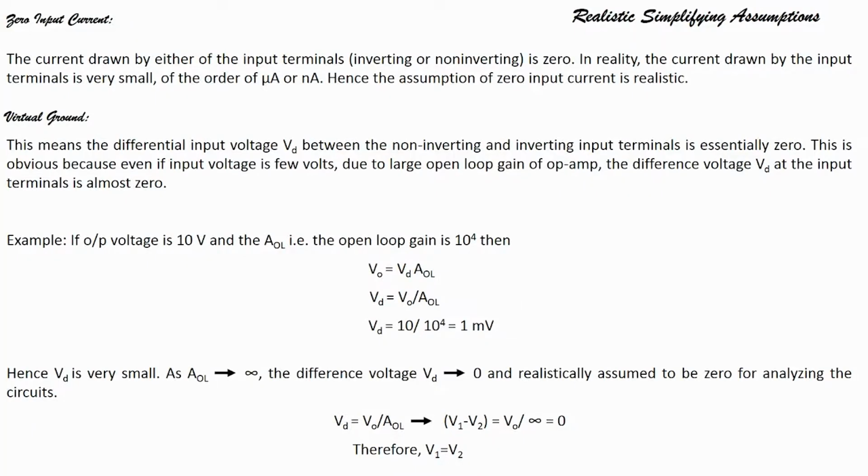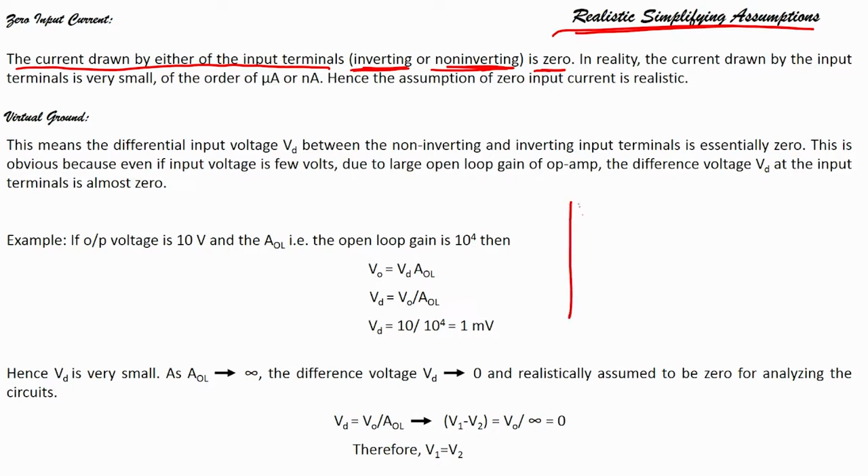Okay. So, if you come to the screen, what we see here is realistic simplifying assumptions, right. There are a few assumptions that are realistic, and we will assume something. The first one is 0 input current. The current drawn, this is what we are assuming, that is why it is realistic and simplifying assumption. The first assumption is the current drawn by either of the input terminals, inverting or non-inverting, is 0. This is our first assumption.